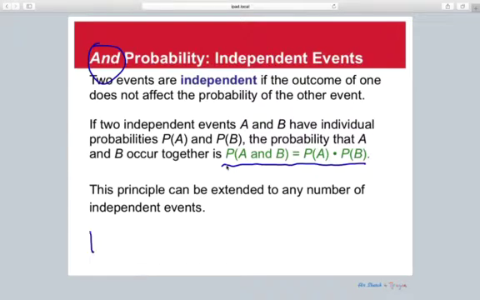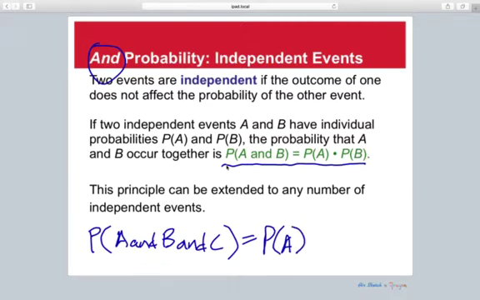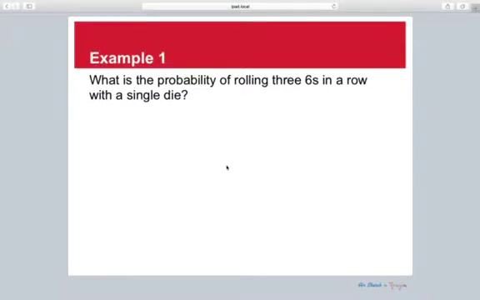So if you had a third event C and you knew it was independent of A and B, so knowing their outcomes doesn't affect C, all this means is that we can extend that formula this way, right? So probability of A times probability of B times probability of C, and so on. All right, so let's do a quick example.